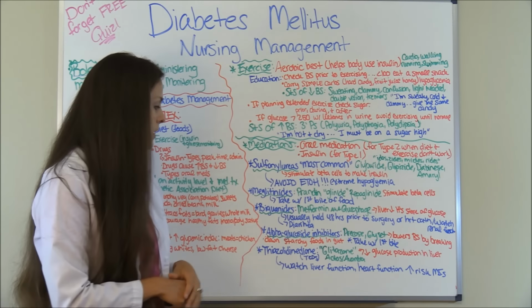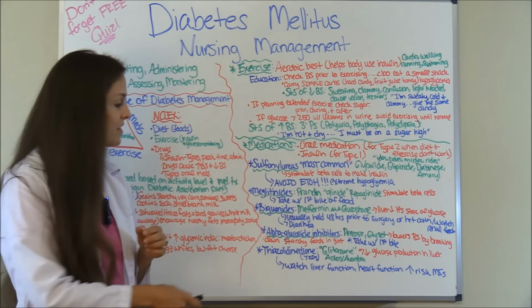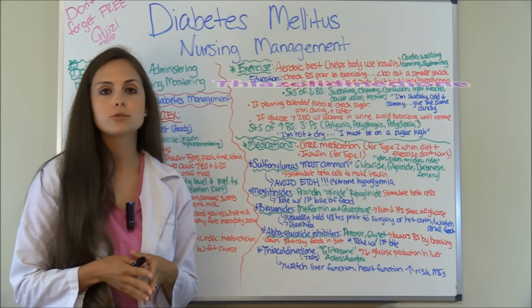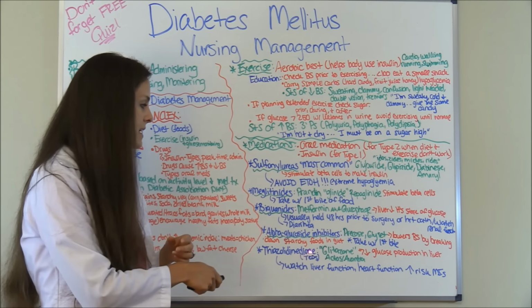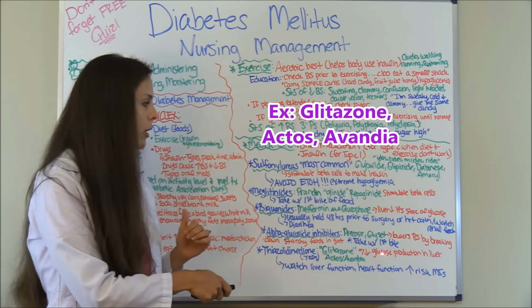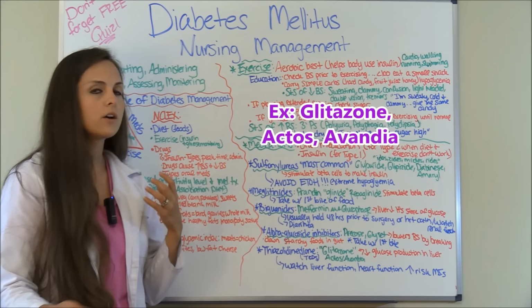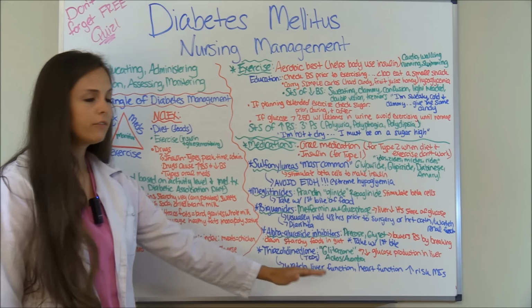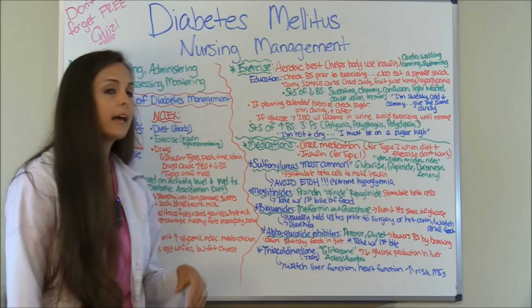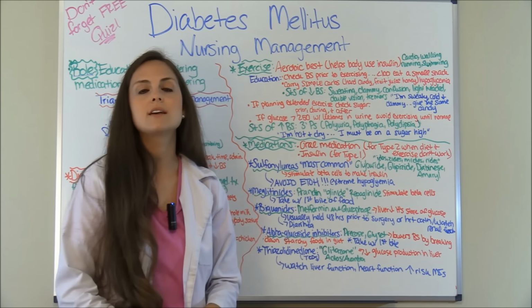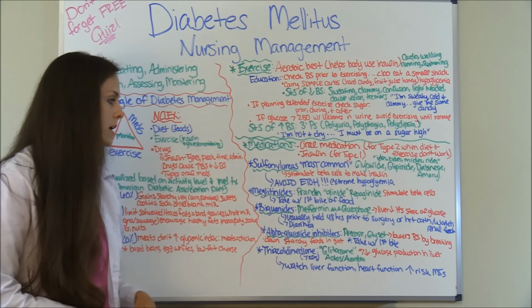The next drug category is a mouthful. It's called the Thiazolidinediones, and these are also called for short as TZDs. And these drugs, a common one is glitazone, and it decreases the glucose production in the liver. Also, brand names Actos and Avandia. With this drug, however, you have to watch the liver function and the heart function because studies have shown that there may be an increased risk of MIs in patients who take these drugs.